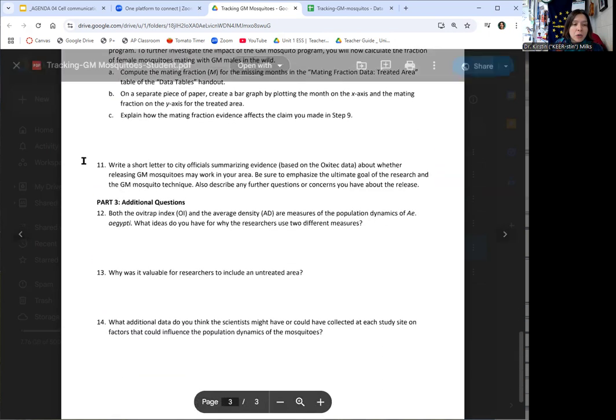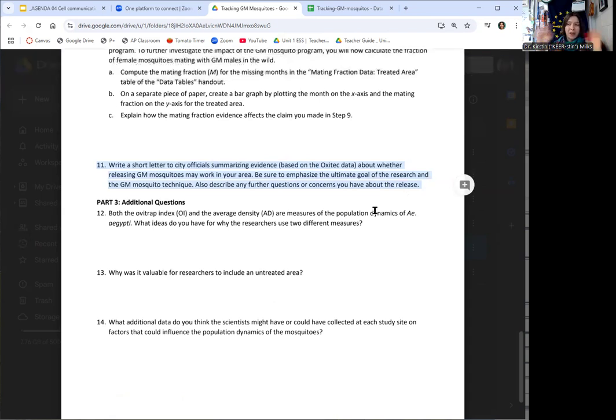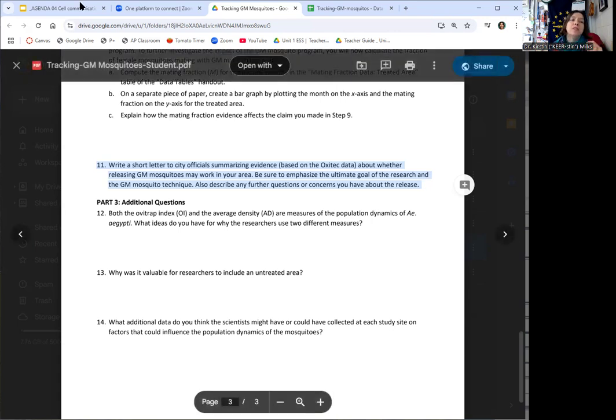The assignment is due on the 11th. Canvas has 2 separate entries. One of them is for the worksheet and your graph. You may put those in the inbox, staple, and or submit digitally, whatever you need to do. And then the letter, you are again going to submit whichever way you'd like. But the goal is to write a short letter, a paragraph or 2, summarizing this evidence about whether releasing GM mosquitoes may work in your area based on the data that we've been seeing. So instructions are here. They count as 2 separate assignments.